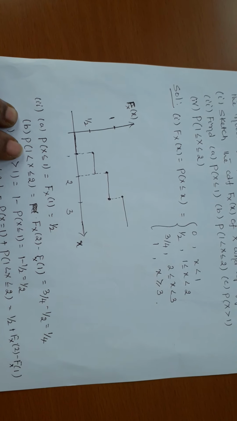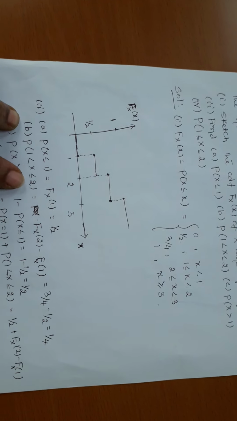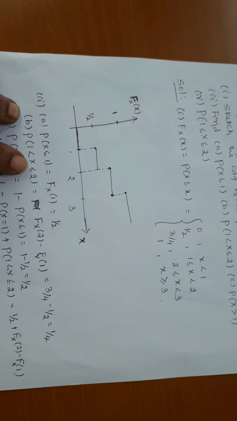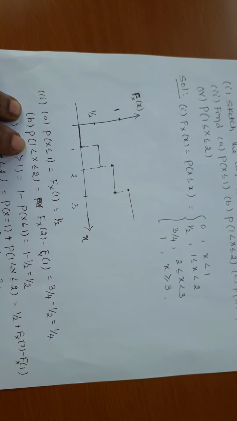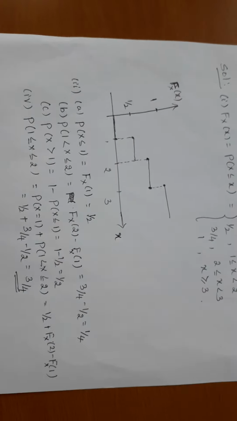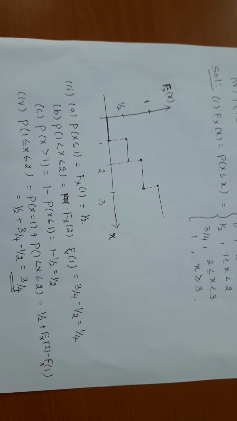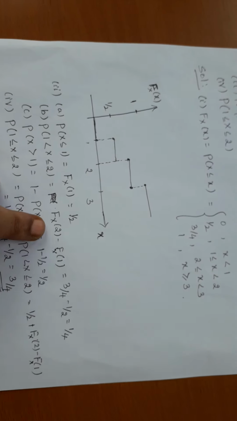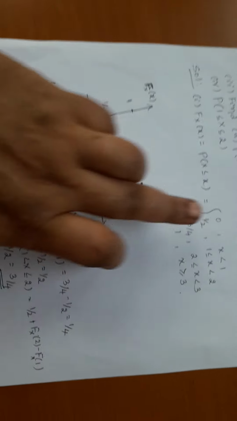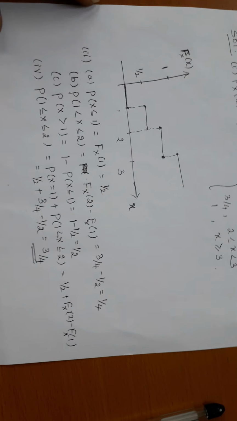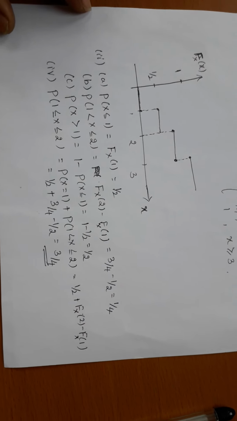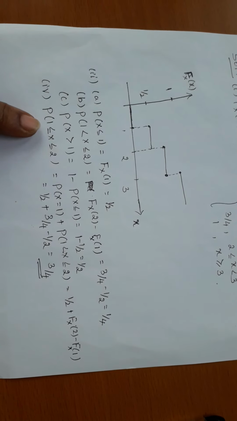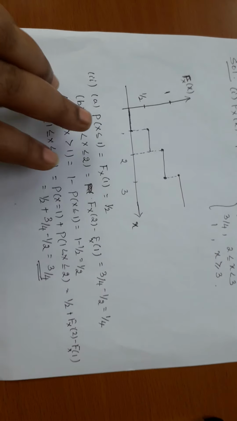Then the probability of x greater than 1 and less than or equal to 2 is nothing but F X of 2 minus F X of 1. F X of 2, you already know, means 3 by 4. F X of 1 means half. 3 by 4 minus half, we get 1 by 4. In the next step, we are going to find the probability of x greater than or equal to 1, x greater than 1. You know that already x less than or equal to 1.